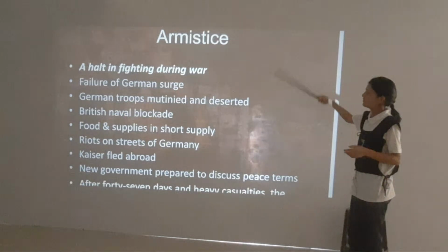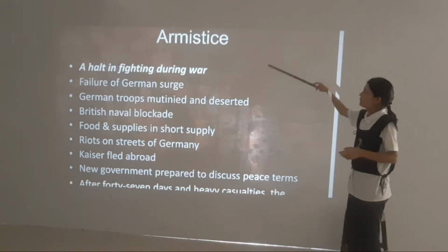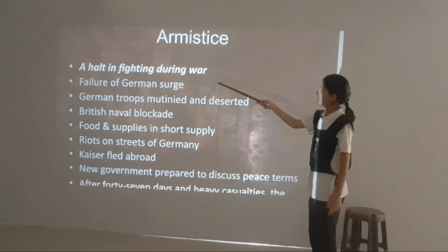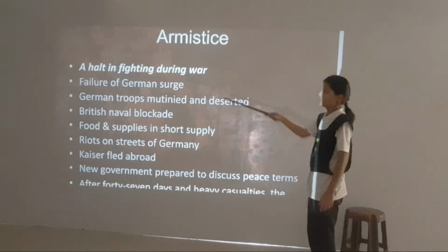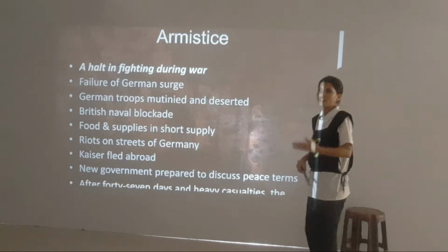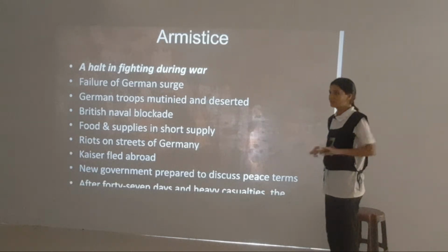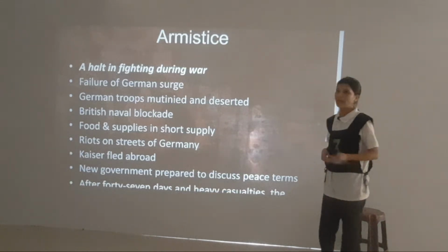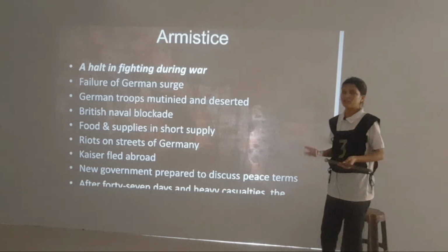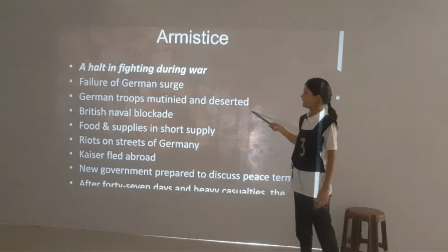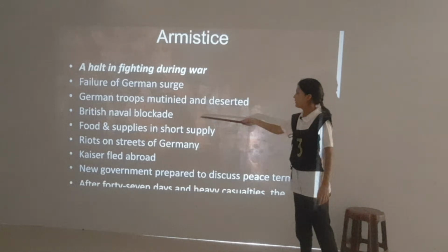So after the World War happened, the armistice was signed to halt the fighting during the war, because of the failure of the German surge. After some point of fighting, Germany came to a level of hesitancy because of the lack of finances to finance the military. So German troops mutinied and deserted. That's why the armistice happened.